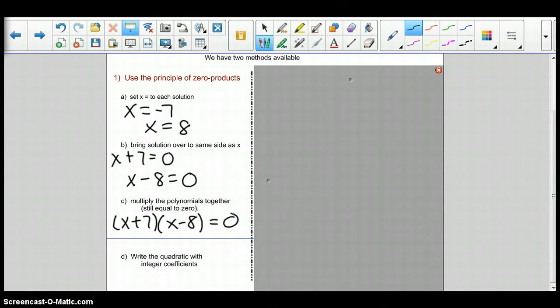And last, all I have to do is FOIL or double distribute this out. So I'm going to have x times x, x squared, minus 8x plus 7x will give me just minus 1x, or minus x. And last, multiply 7 times negative 8, and I get negative 56 equals 0. So that would be one method I could use.